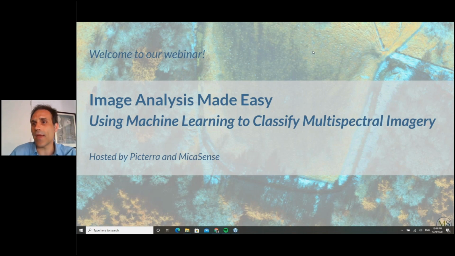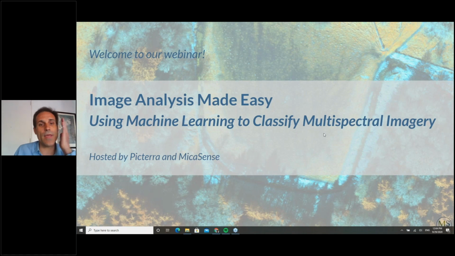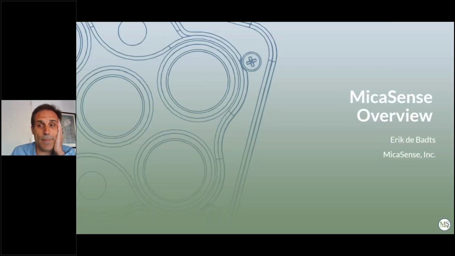If you have questions, you can mention these in the chat box. Once the webinar is finished, I will pick out some interesting questions and throw them to the group and see if we can get to the answers. In case you don't receive the answer during the webinar, you will get a written answer by mail, I guess by tomorrow. The topic is image analysis made easy, using machine learning to classify multispectral imagery.